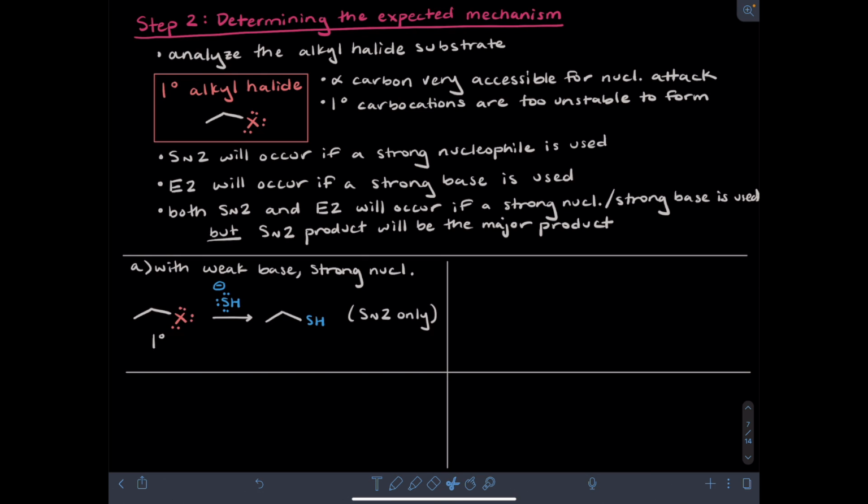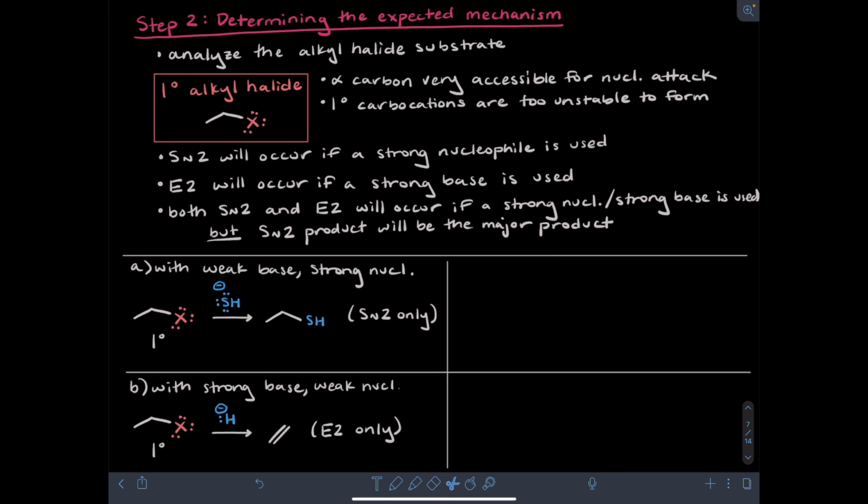Let's consider you had a case of a reagent that was a weak base and a strong nucleophile. An example of this is SH-. This would react with a primary alkyl halide to give exclusively the substitution product, and it would be formed by the SN2 mechanism.